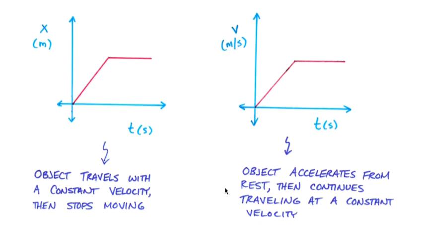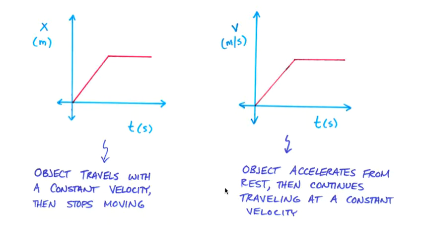So it's important to realize that despite the fact that the graphs look the same, these are depicting two different events. An object travels with a constant velocity and then stops, and an object accelerates from rest but then continues to travel at a constant velocity. So hopefully you can see how these graphs can be easily confused, but if you keep track of which concepts apply to which, hopefully everything should be clear in the long run.